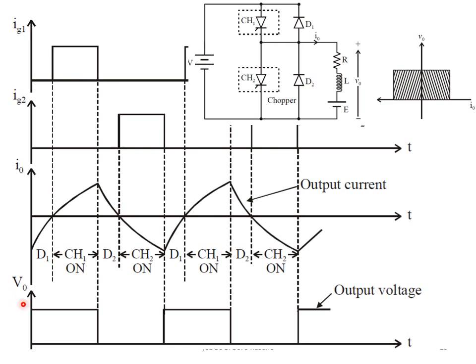And when does output become positive? Whenever either CH1 or D1 conducts, because they are the ones which are connecting to the supply voltage. So when D1 and or CH1 conducts, during these two periods, output will always be positive. And when D2 and CH2 conduct, output has to be 0. So I plot a 0 during D2 and CH2 when they are on. Okay, so this is the waveform for your class C operation.